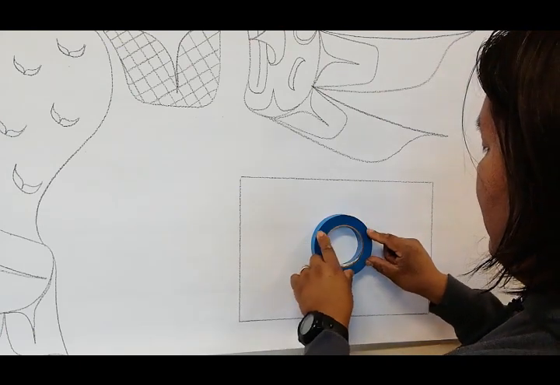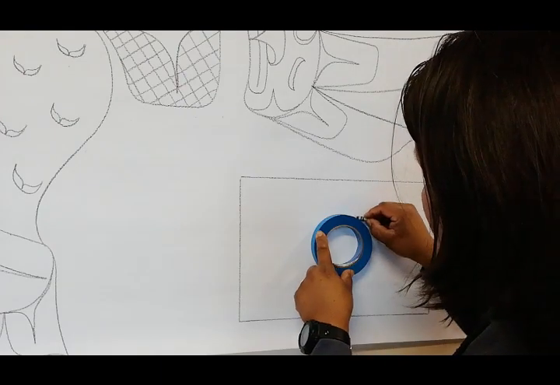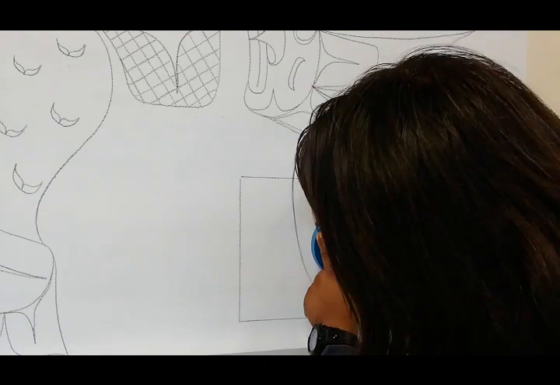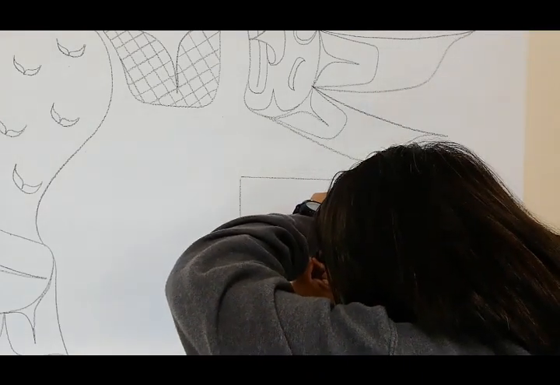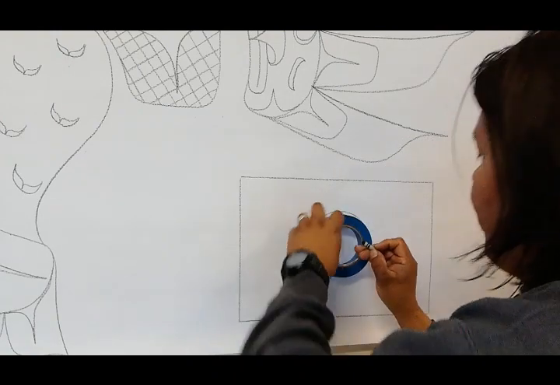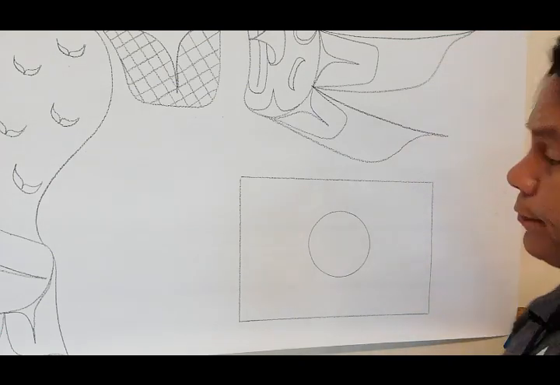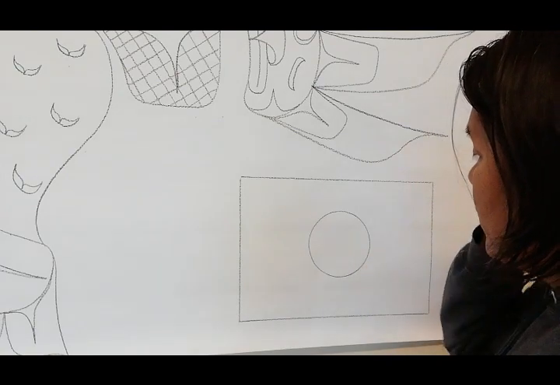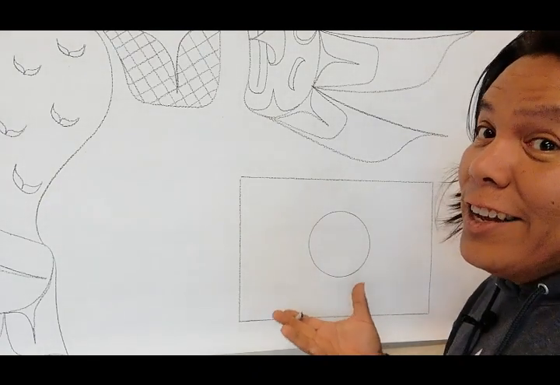Again, if you want to grab something circular that fits within your box, I'm going to use this handy dandy piece of rolled tape here. There we go. Okay. Now remember, in context to the story, what's inside the box? I don't know. It's the sun.